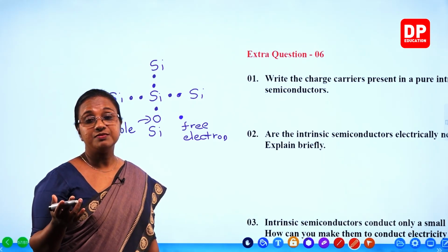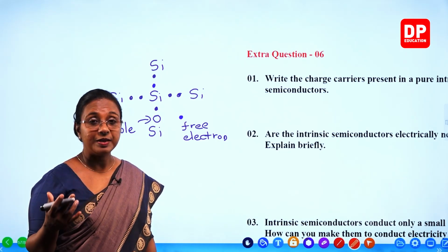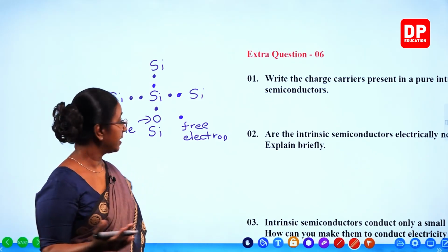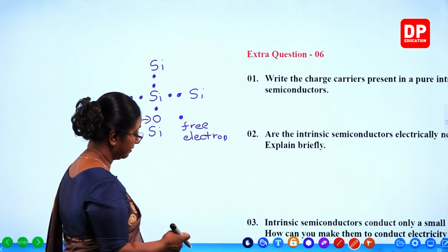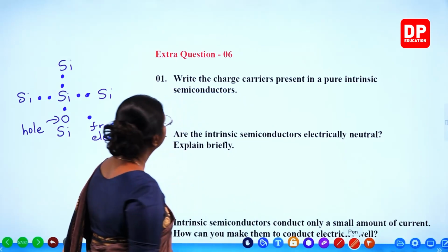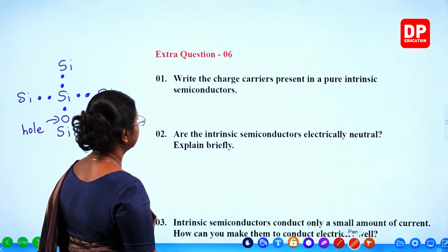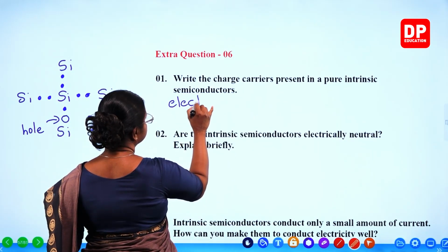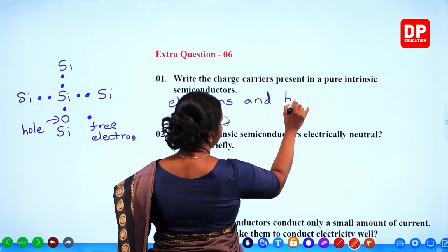So both holes and free electrons can move. Holes act as positive charge carriers, electrons act as negative charge carriers. So because of that, both of them contribute to the conduction of current. Positively charged holes and negatively charged free electrons. So here the question is to write the charge carriers present in a pure intrinsic semiconductor. So here it is both electrons and holes.